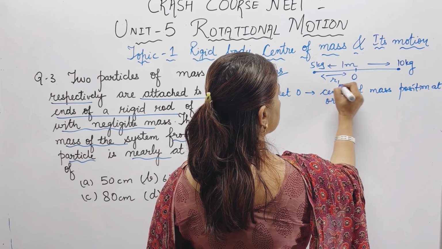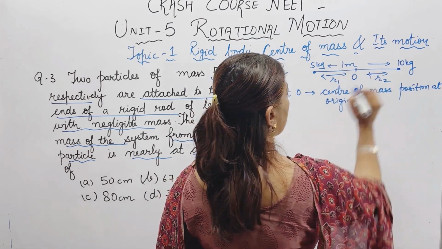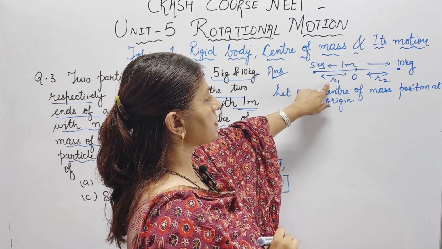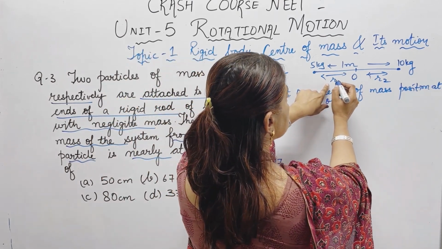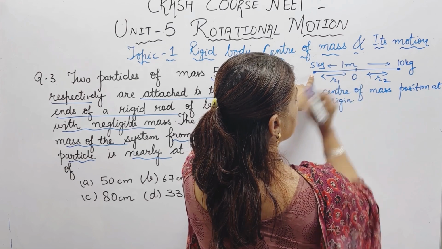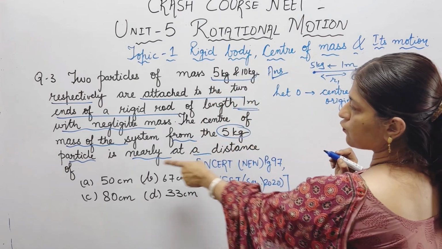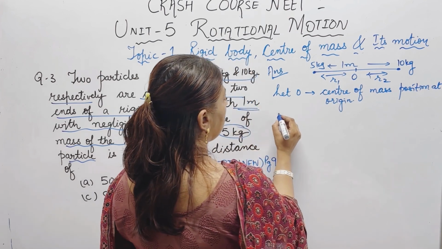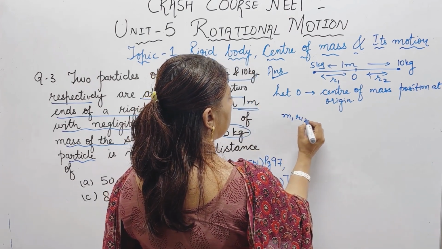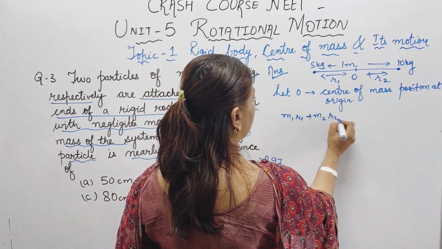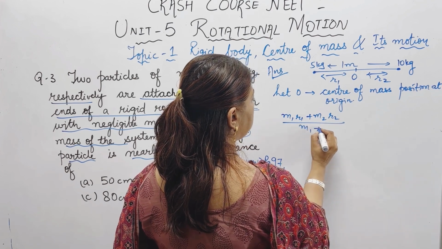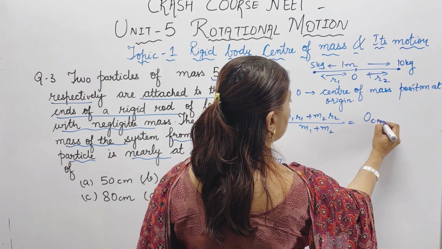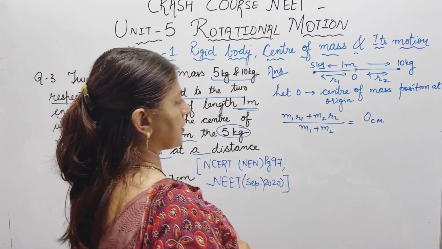Let this distance be R1 and this be R2. We are supposed to find the value of R1, because R1 is the distance between the 5 kg mass and the center of mass, and this is what we have to find out. So applying the formula (M1 R1 + M2 R2) over (M1 + M2), this is for the origin of the center of mass.